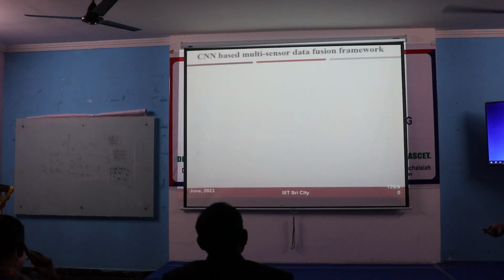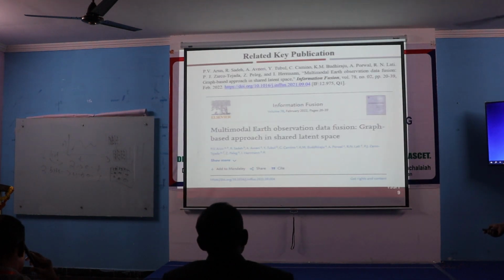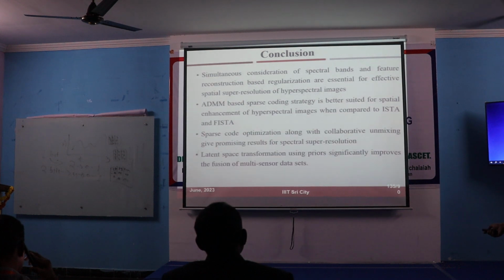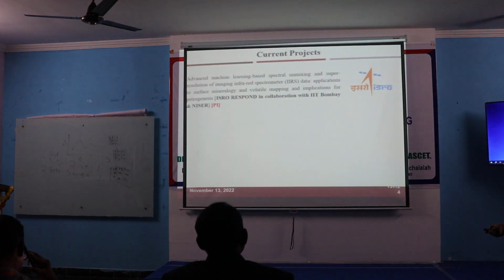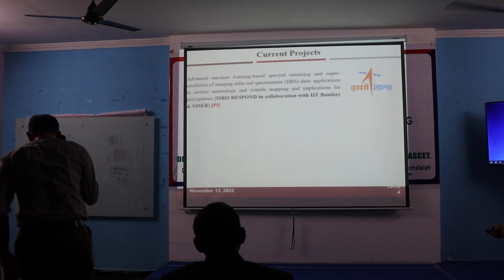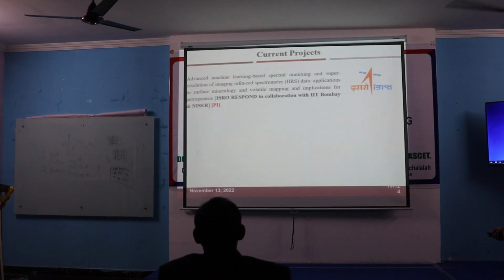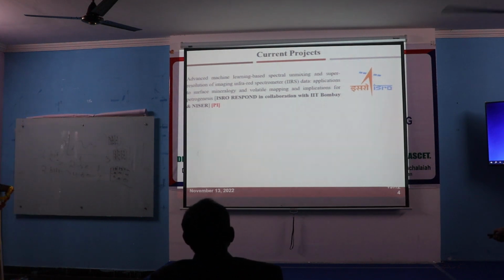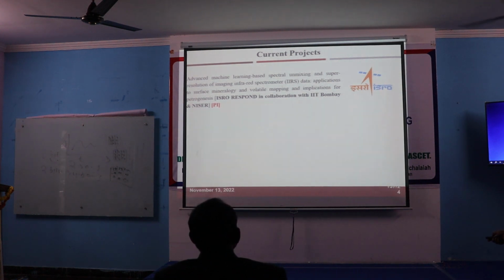These are a part of different projects that we are involved in. One is how you can use this for ISRO. We are working on the hyperspectral scanner on board Chandrayaan 2 and Chandrayaan 1. We are using it for mineral mapping, lunar mapping of minerals.